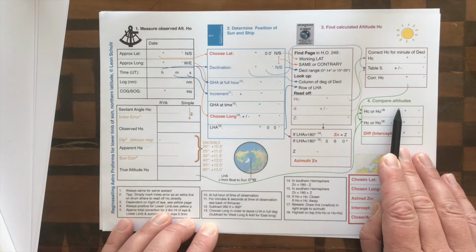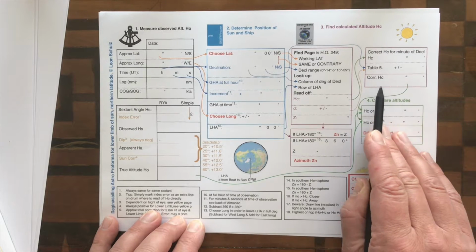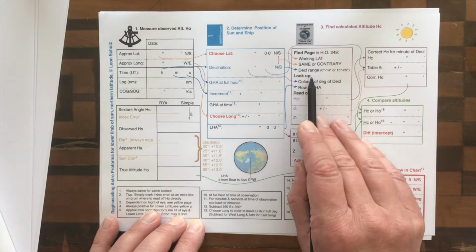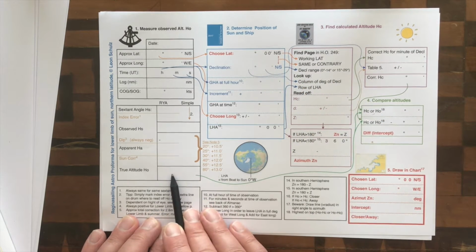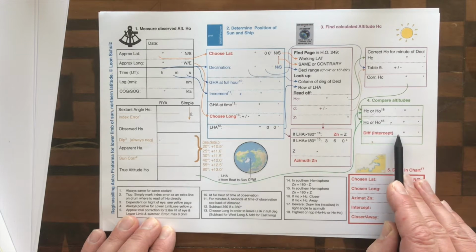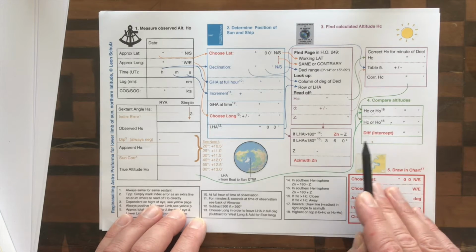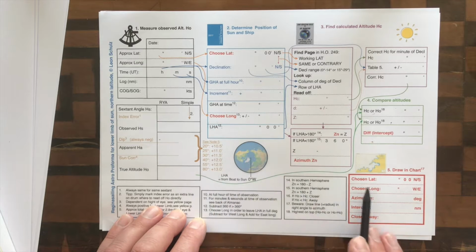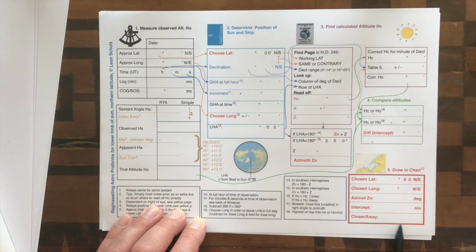As step 4 in green, we compare the 2 altitudes. We compare the HC, which we have found in this step, with our own HO, which we have found in the first step. We compare these two, we see what the difference is, and the difference is called the intercept. And as soon as we get to any of these red letters, they jump down here to step number 5 to draw on the chart. We write it down here because this is what we want to draw on the chart.